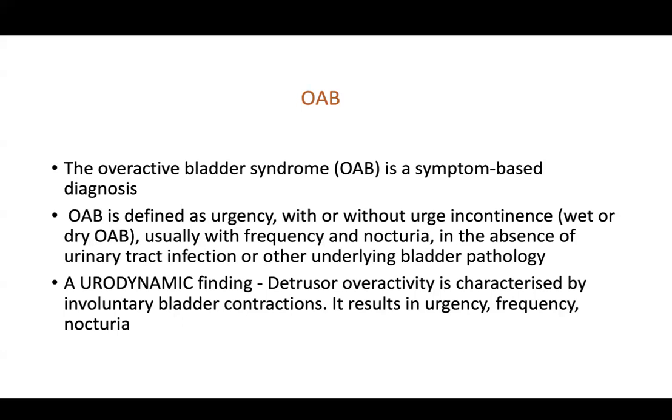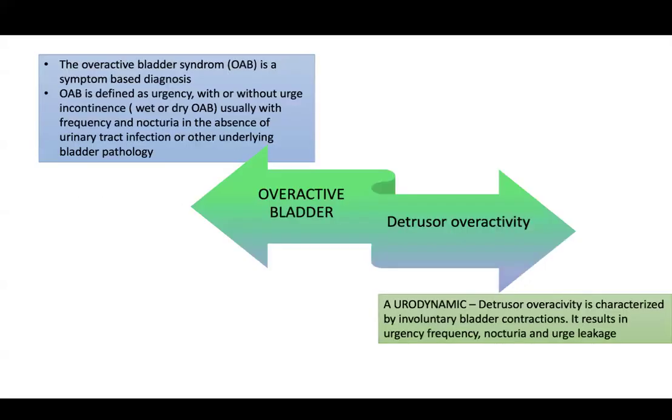So this is OAB. Now what is detrusor overactivity? Whenever a patient comes with OAB, and we do a urodynamic test, and we find that there is detrusor overactivity. In a urodynamic test, normally in the filling phase, there will be no detrusor activity. However, if we find any detrusor activity in the filling phase, that is detrusor overactivity, and if it is associated with leakage, that is detrusor overactivity incontinence. I know it is difficult to understand, but it is understandable.